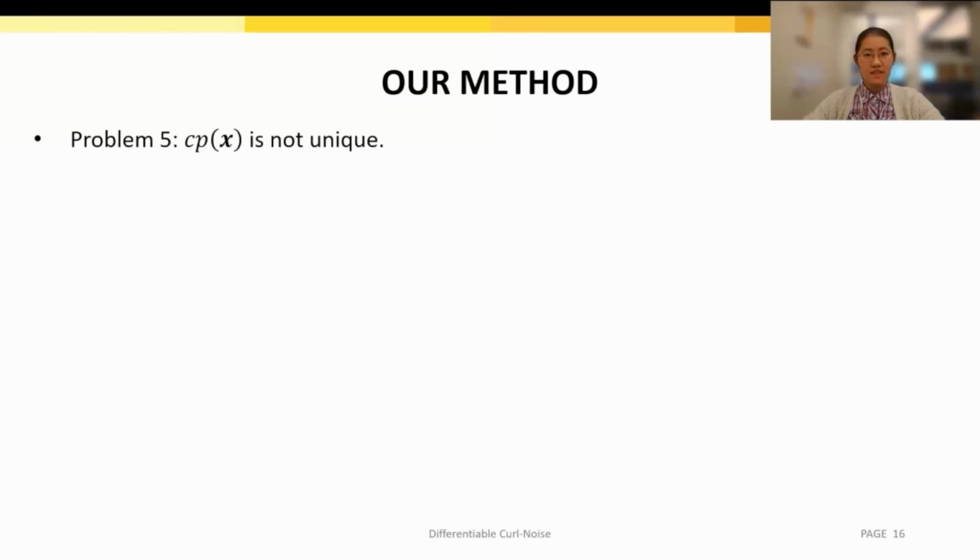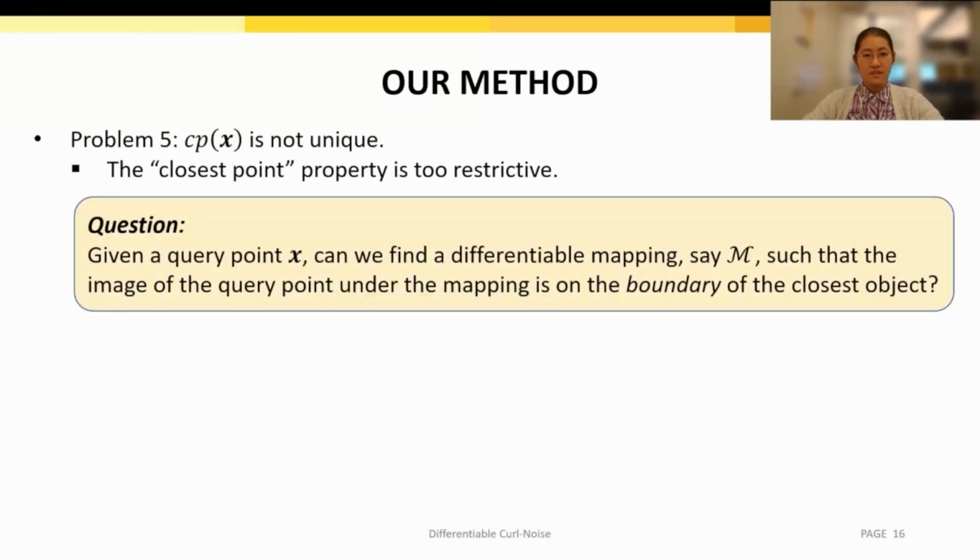After carefully investigating the role of the closest point projection, we find that the key feature of this function that we ever utilized in our method is the fact that the image of the closest point projection is a point on the boundary of the objects. In fact, the closest point property is too restrictive. Hence, our problem now becomes, given a query point x, can we find a differentiable mapping, say M, such that the image of the query point under the mapping is on the boundary of the closest object?